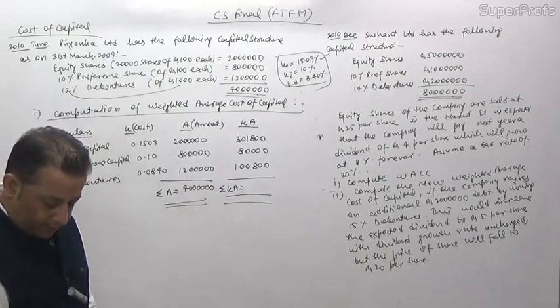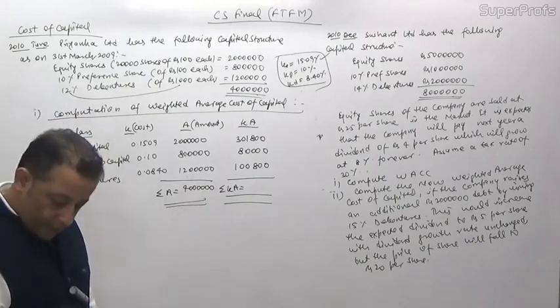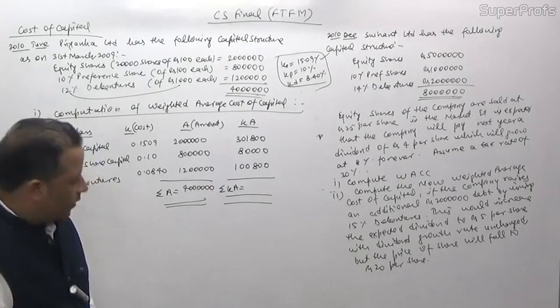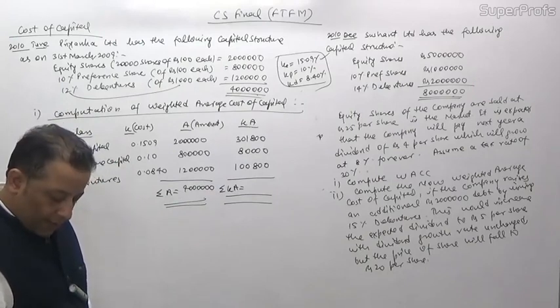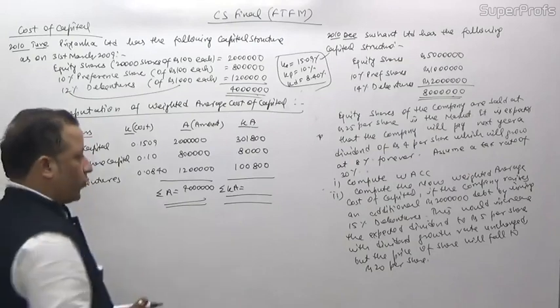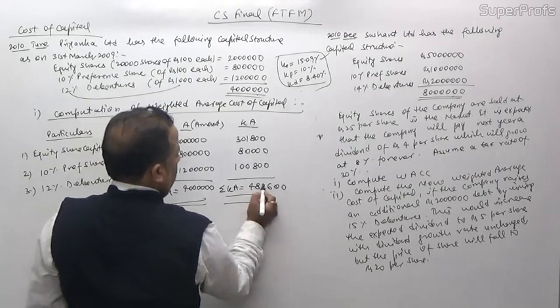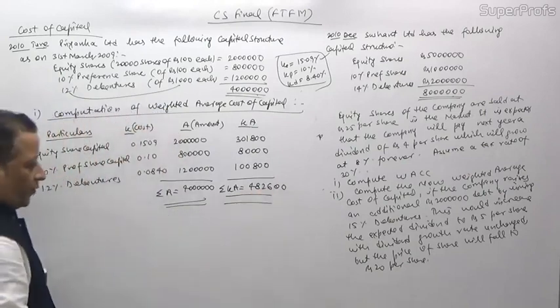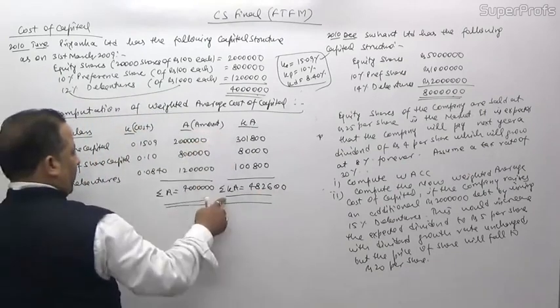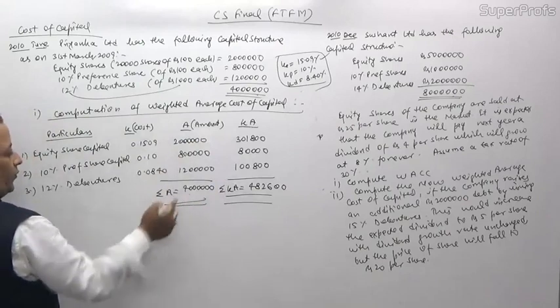3,01,800 plus 80,000 plus 1,08,000 gives 4,82,600. The sigma KA is 4,82,600, and the value of sigma A is 40 lakh.